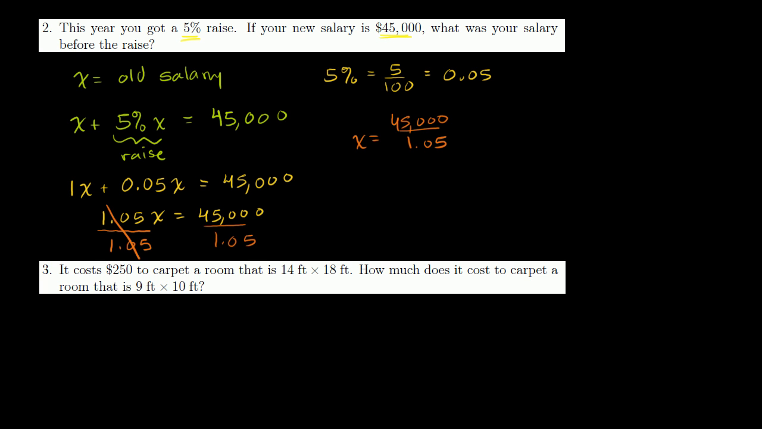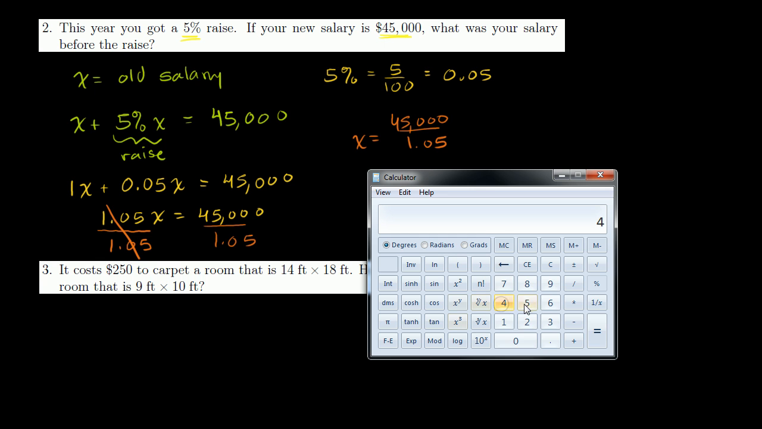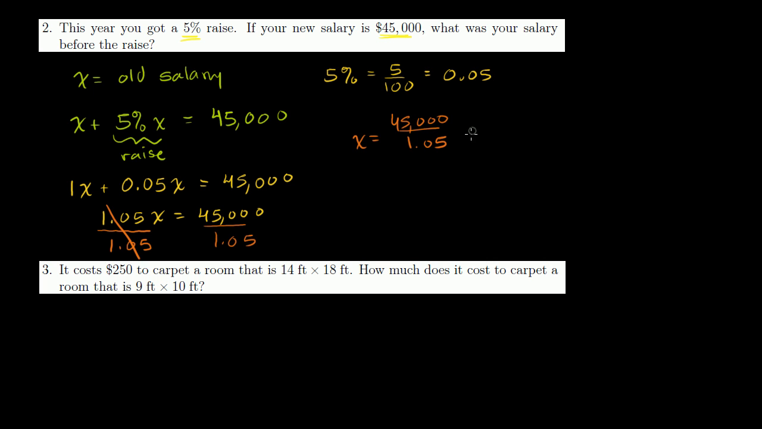And let's figure out what that is. So 45,000 divided by 1.05 is equal to $42,857. This is how much your annual income was last year. And let's make sure that that makes sense. Let's see if that works out.